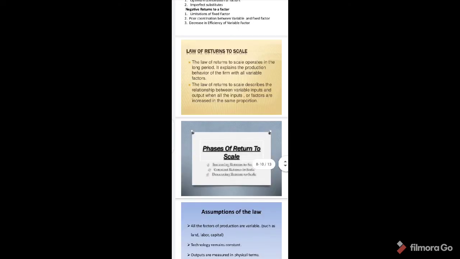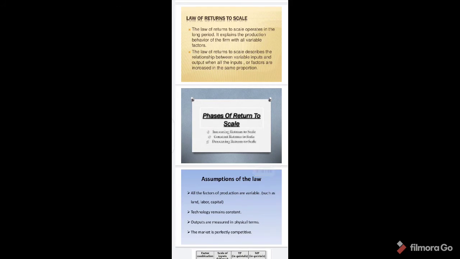Now moving forward to the law of returns to scale. Returns to scale and the law of returns are generally confused when we use the words returns to scale. What does the law of returns to scale state? The law of returns to scale operates in the long period, as the law of variable proportion operates in the short period. It explains the production behavior of the firm with all variable factors. The law of returns to scale describes the relationship between variable inputs and output when all the inputs or factors are increased in the same proportion.